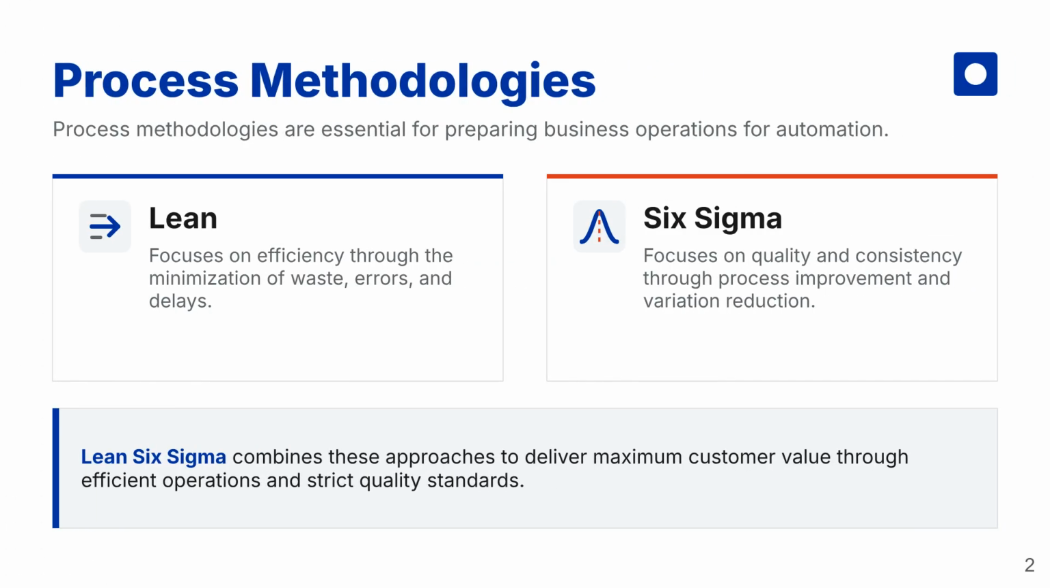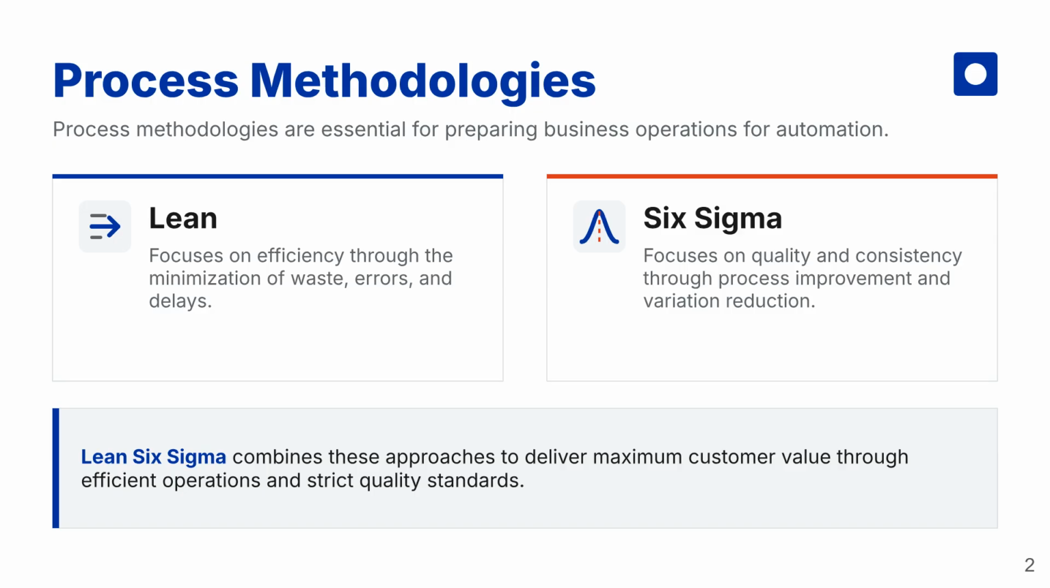Before an organization can successfully implement robotic process automation, it must first understand how its existing business processes operate. This is where process methodologies become essential. They provide structured approaches for analyzing, improving, and preparing business workflows so that automation delivers maximum value, instead of simply accelerating inefficient tasks. The first methodology is Lean.